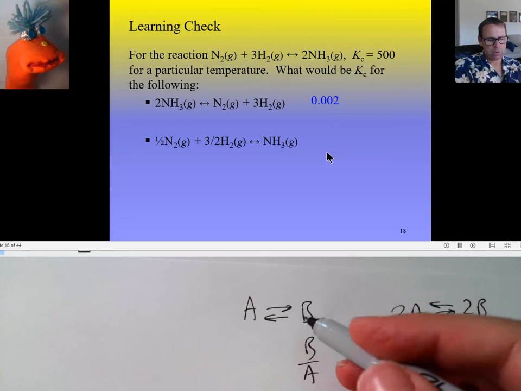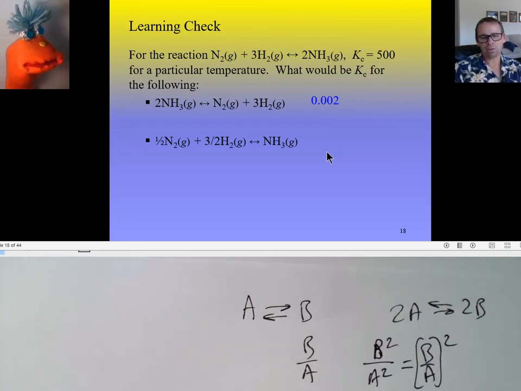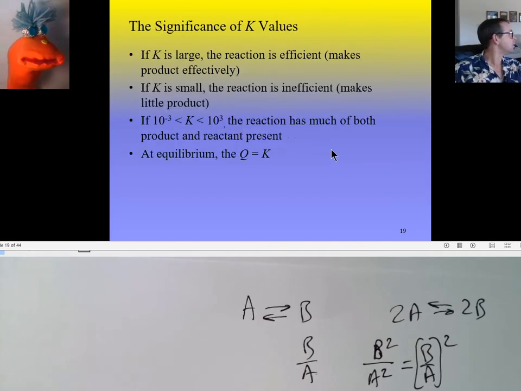Therefore, if you multiply the equation by 2, you square the K value. If you have this value and you're looking for that one, you have to take the square root of it. Oh, so it's the square root of 500? That's right, the square root of 500. Excellent job.